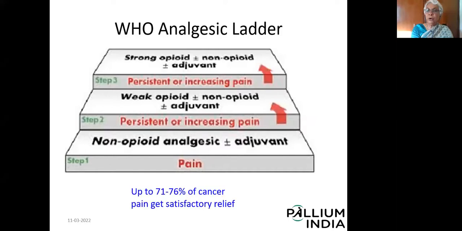Now, using this step ladder approach, up to 71 to 76% of cancer patients' pain can be satisfactorily treated. Okay, so that is a good thing. You're giving drugs through the ladder, and you can treat nearly 3/4 of patients with cancer pain.